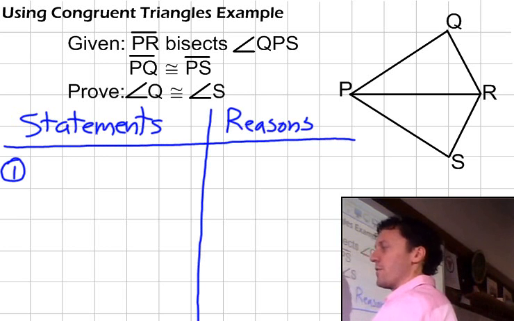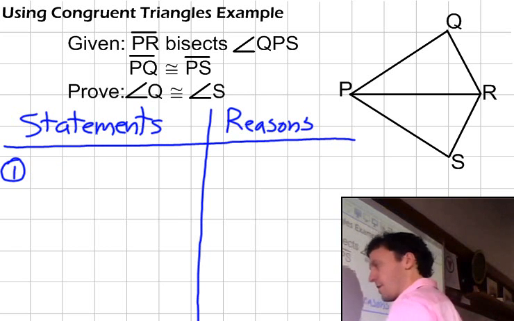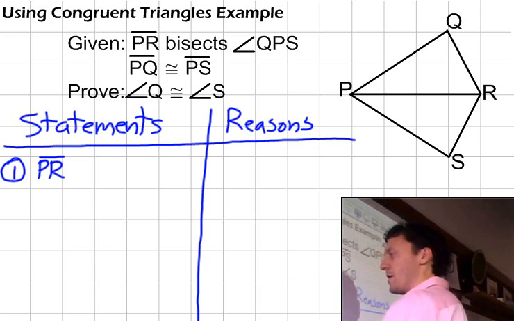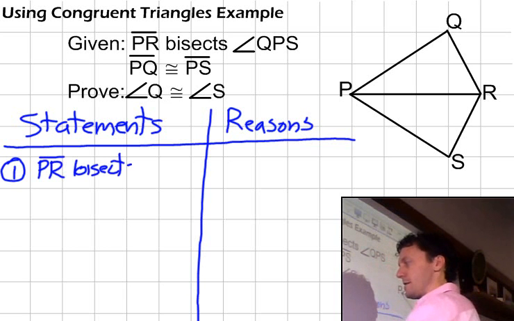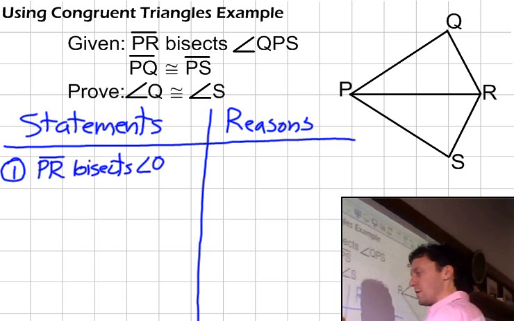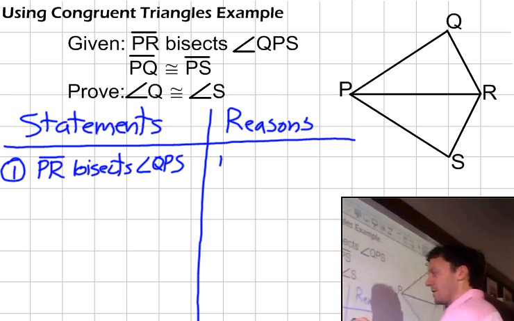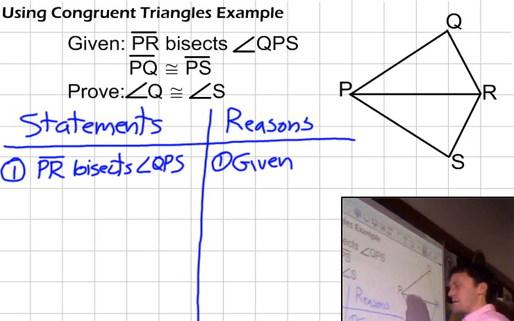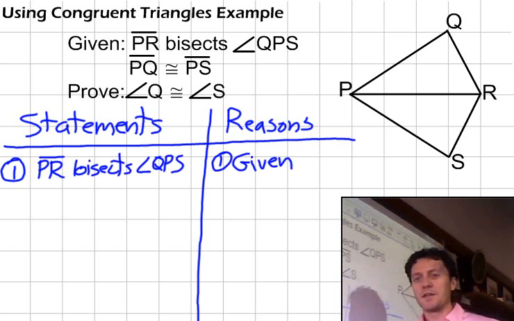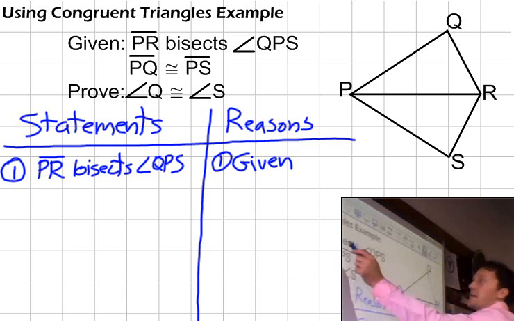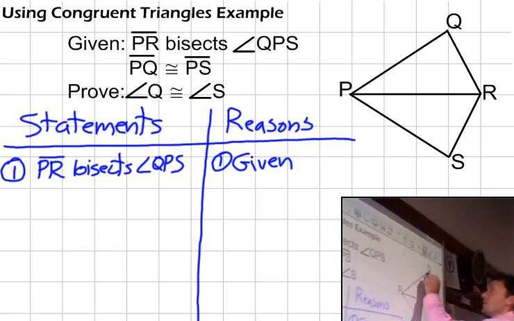I'm going to start off with the given information. PR bisects angle QPS. That is given. Okay, so I'm going to use that information right away. Since I have a bisector of an angle QPS, this angle is bisected in two. So that means I've got two congruent angles, QPR and SPR.